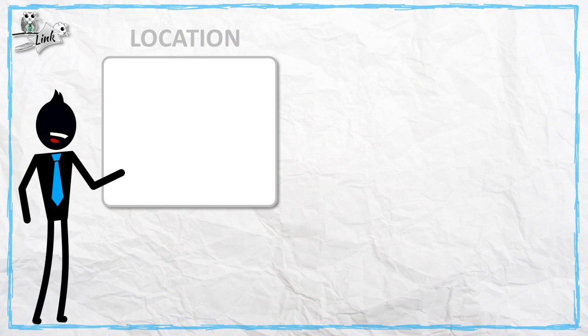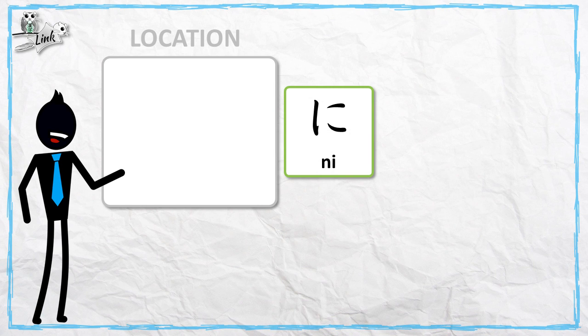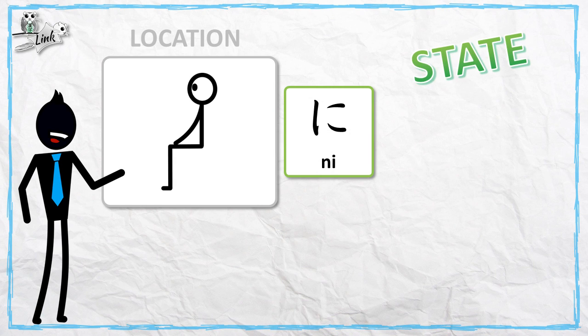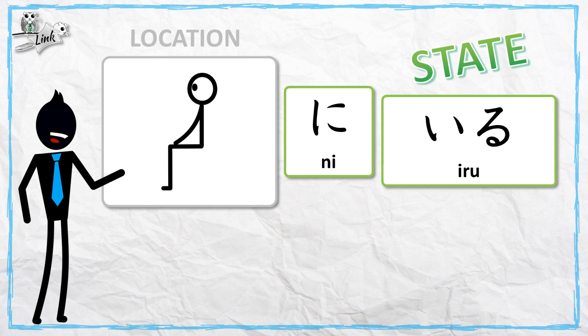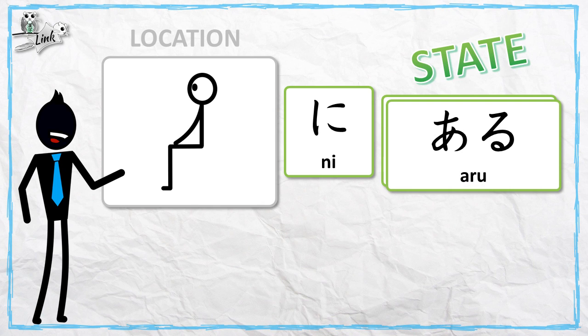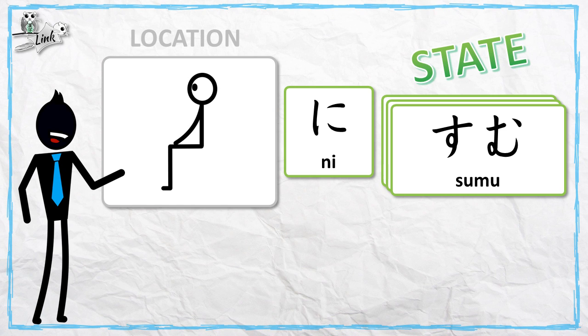Alright, moving on to another particle, ni. We use it with verbs that do not express any action, but just a state. For example, to be, to exist. Unfortunately, there are 2 verbs in Japanese. Iru, that we use with living things, people and animals, and aru, that we use with objects. Another good example of verbs that express a state is sumu, to live.